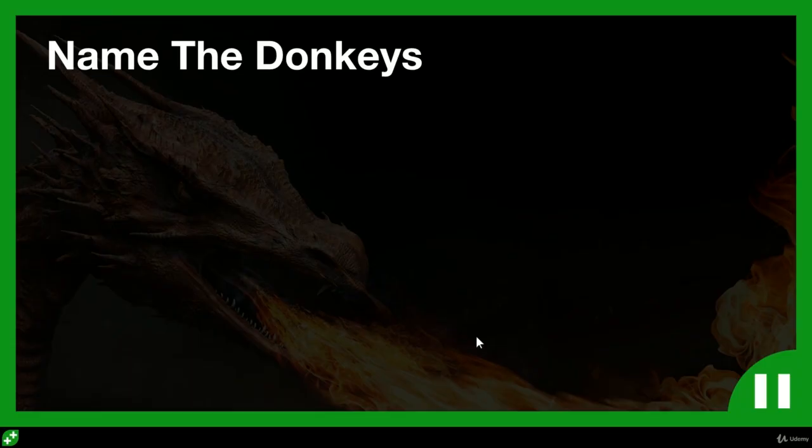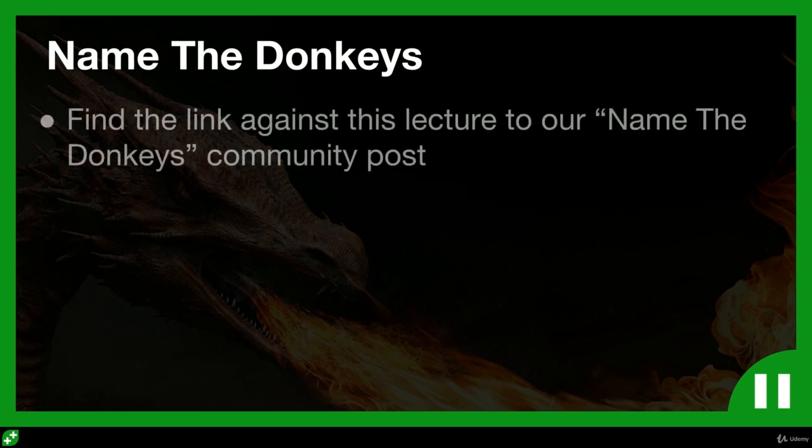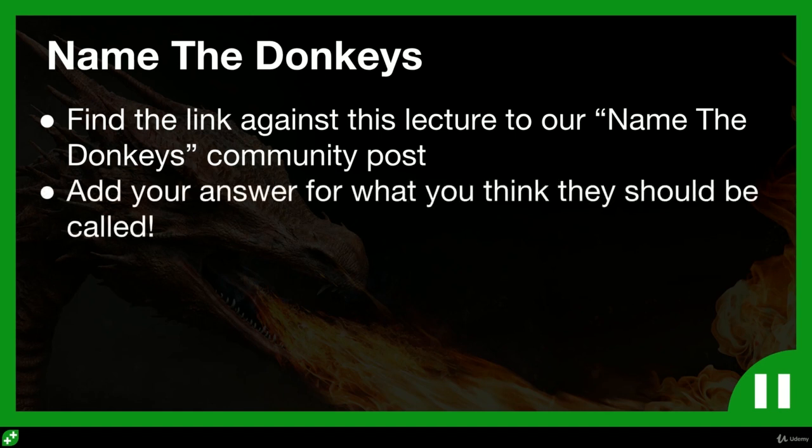Okay, and the other thing you might have noticed so far is that we, from time to time, put up the challenge slide. It's got the green border and the little pause the video symbols down the bottom. The challenge I've got for you in this video is to name the donkeys. This has been a favorite challenge from the RPG course for a little while now, is to find the link against this lecture to our Name the Donkeys community post and add your answer for what you think the donkeys should be called. And just a hint, Sam and Rick has already been mentioned, so you can come up with something even cleverer than that. So that's a challenge. When you have done that, jump back here.